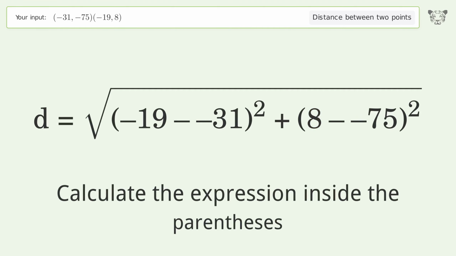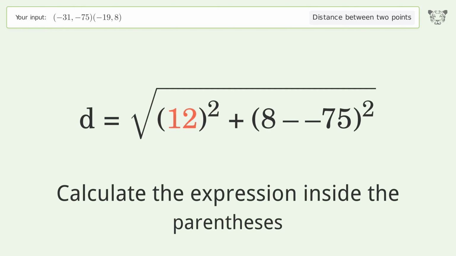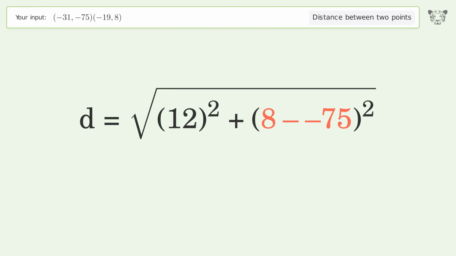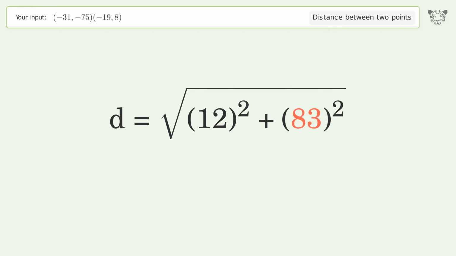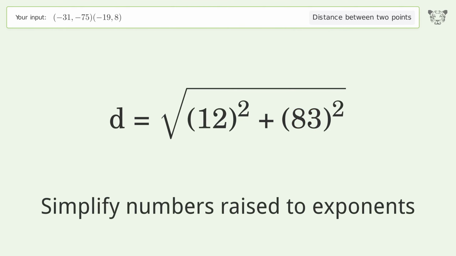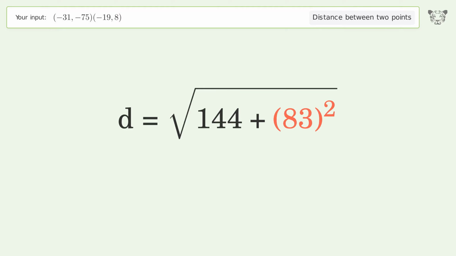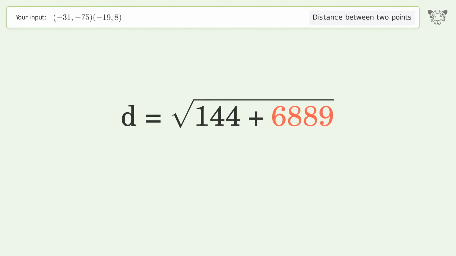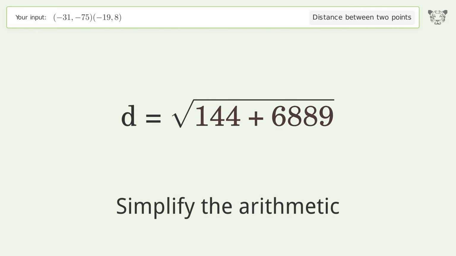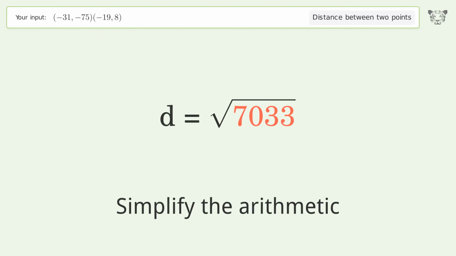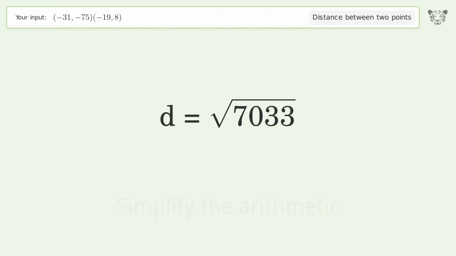Calculate the expression inside the parentheses. Simplify numbers raised to exponents. Simplify the arithmetic. And so the distance between the 2 points is the square root of 7,033, or 83.863.